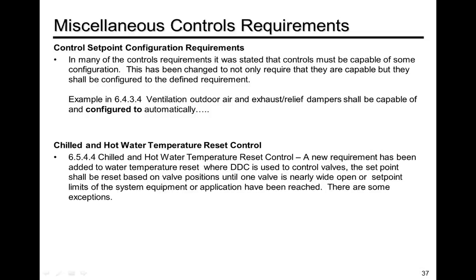One of the things that we used to have a statement, a lot of controls had to be capable of, but they didn't say they had to be configured to. So you'll see a lot of changes in the standard where we said it not only has to be capable of, but it has to be configured to that requirement. You'll see that in there. Some new requirements on chill water and hot water temperature reset. You can see that in section 6.5.4.4, and with a lot of systems with DDC control, you can now do that. Let's go to the next slide.